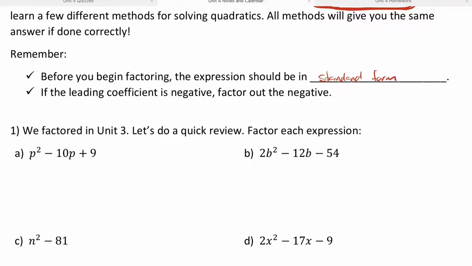Okay, and we're talking about ax squared plus bx plus c. So standard form, we have the highest exponents first, and then we have our middle term, if there is one, and then our constant. Sometimes there's not a b, sometimes there's not a c, but for quadratics there will always be an x squared. Otherwise it wouldn't be a quadratic. And then it also says if the leading coefficient is negative, we have to factor that out. That has to be our greatest common factor.